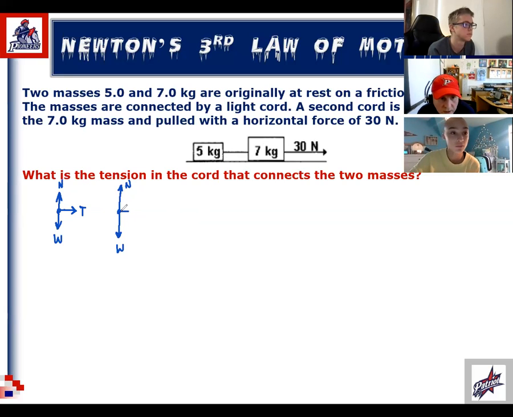We're pulling to the right with a force of 30 newtons. So we'll call that F. We know F is equal to 30. Now, when we pull on the right on this one, it pulls on the 5 to the right, but the 5 pulls back to the left on the 7.